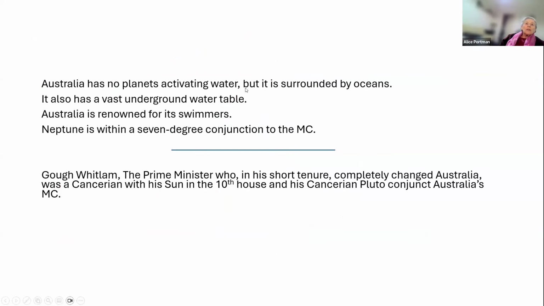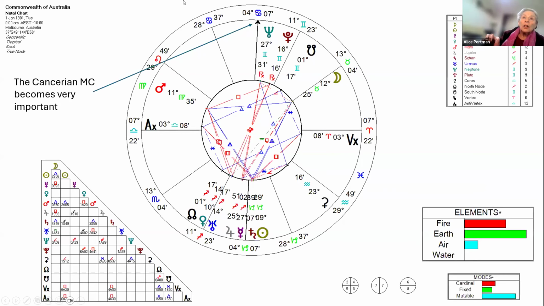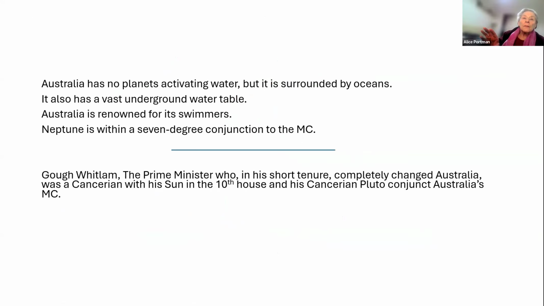Australia's got no planets activating water, but is surrounded by oceans. It also has a vast underground water table. We're renowned for swimmers. And interestingly enough, remember I said a planet is usually conjunct an angle. If there's no planets in water, we can see Neptune up there within 7 degrees of a conjunction to the midheaven. So it becomes a very strong component as well. So that midheaven Neptune setup is extremely important.